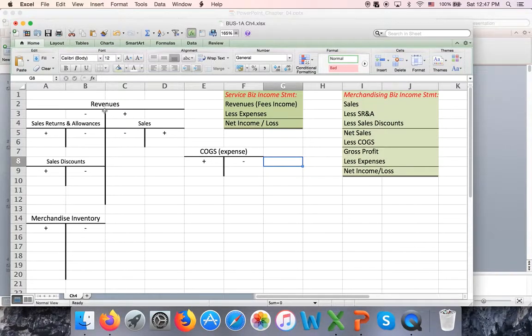Instead of one revenue account, we will have at least three, sometimes more. Our main revenue account is now going to be called sales, not fees, but sales, with the normal credit balance. It's a revenue. And you're going to have two contra revenue accounts. These are their names, and I'll show you those again a little bit later. So these are new accounts on the income statement.